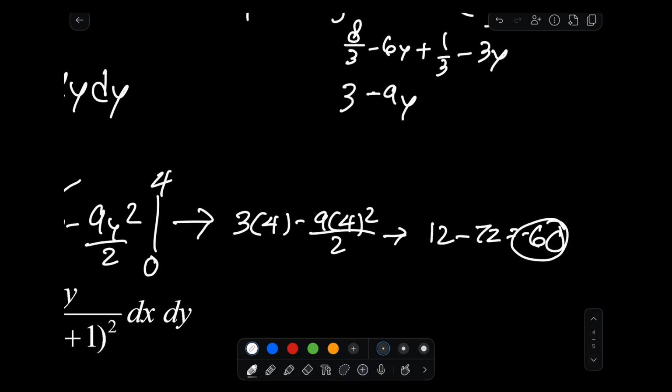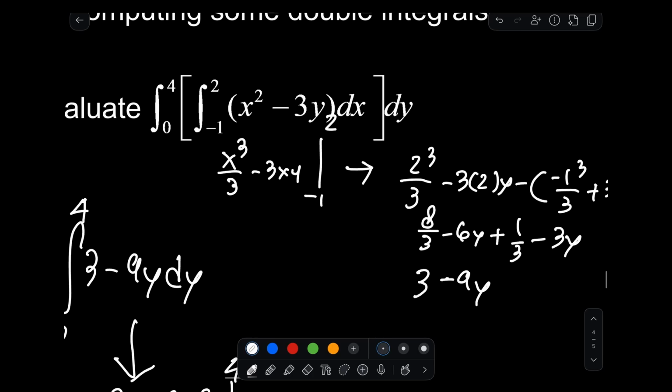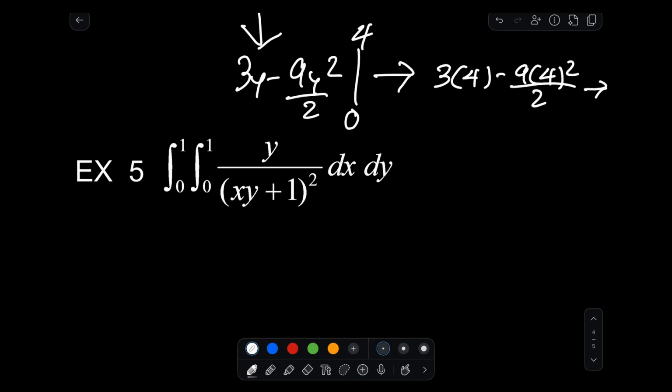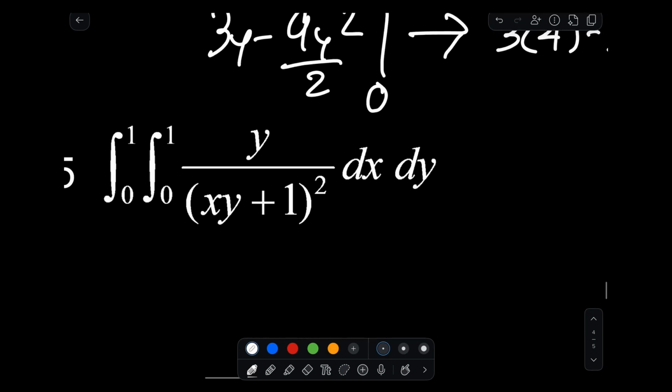And if you want to, as an additional exercise for this video, you can try and integrate in the opposite direction. You can do dy dx, right? Example 5, let's try this. Let's try this integration, right? So we have this.